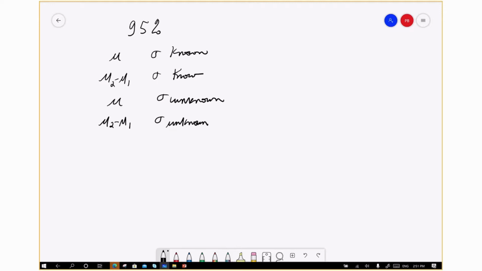And so this video is going to focus on section 2 of this chapter, and it's going to be on the theory that underlies calculating a 95% confidence interval on the mean when the population standard deviation is known.